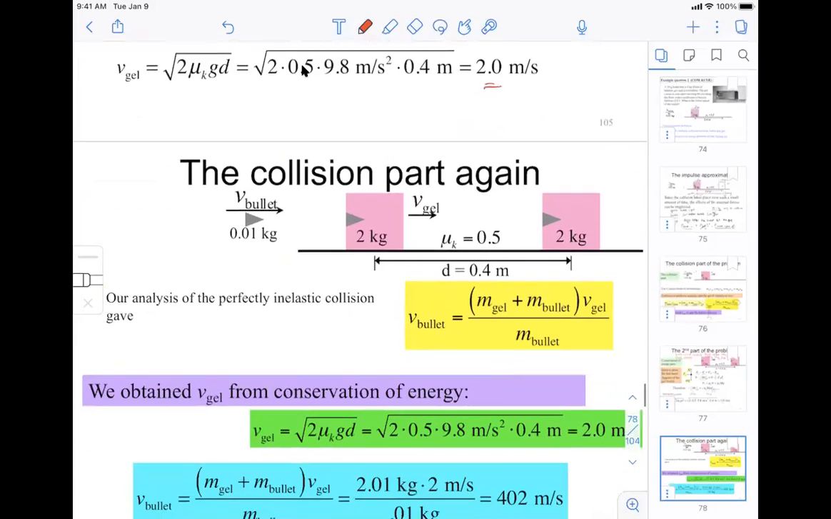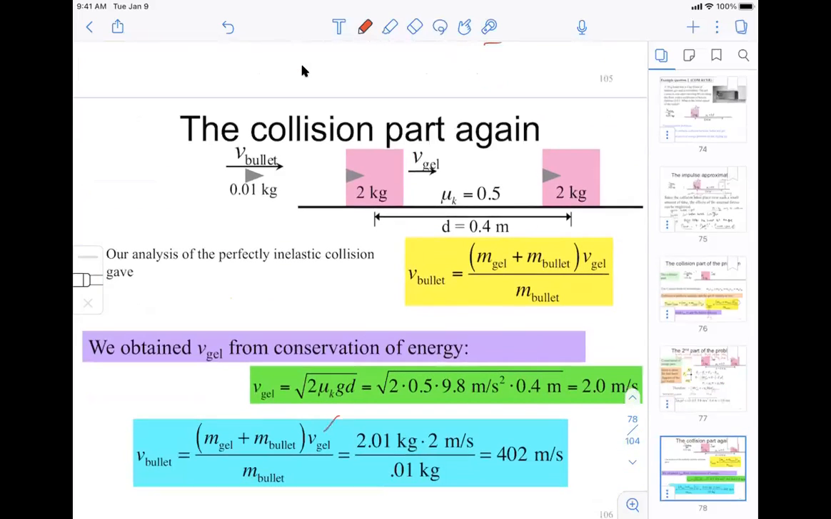You go back to do the first part, right? Simply just plugging in this and you get 400 meters per second. Okay, so this really last step is you just plug in the V gel back into your previous equation.